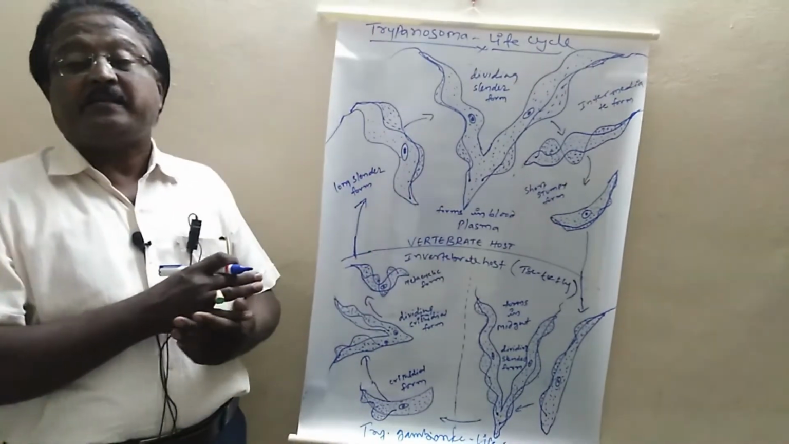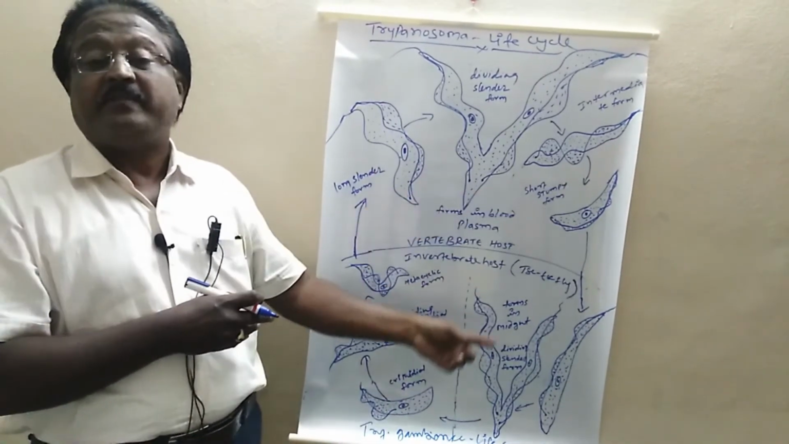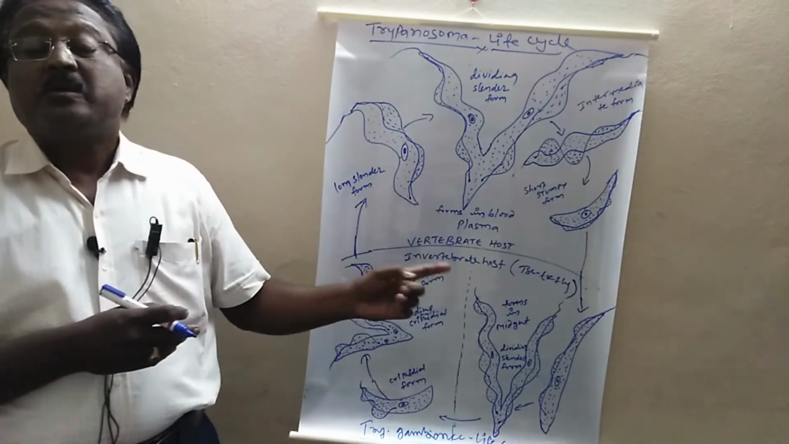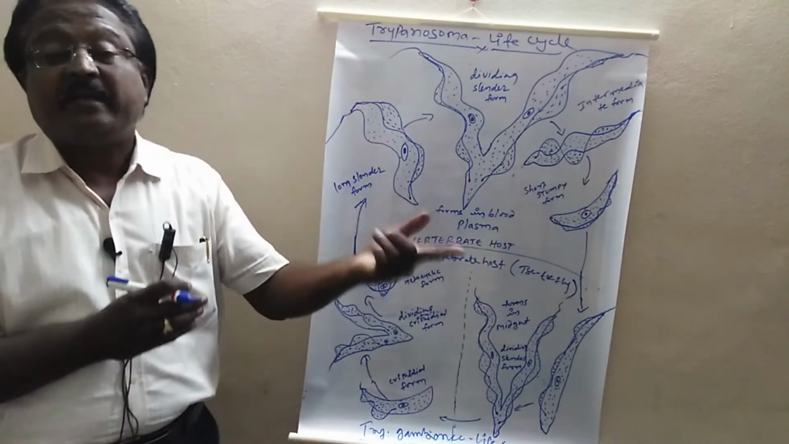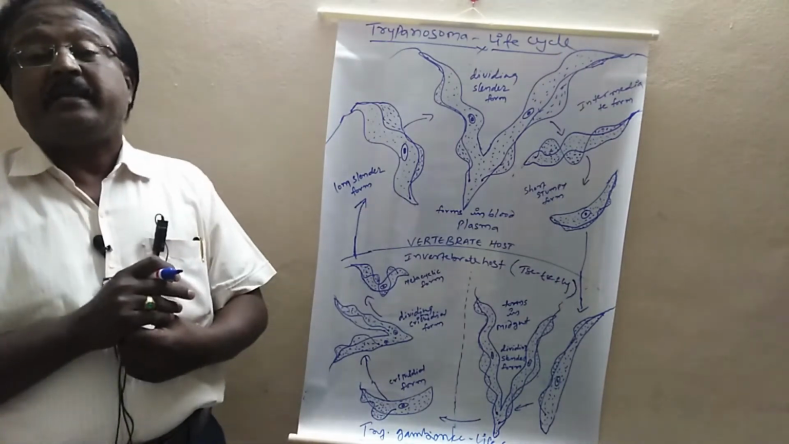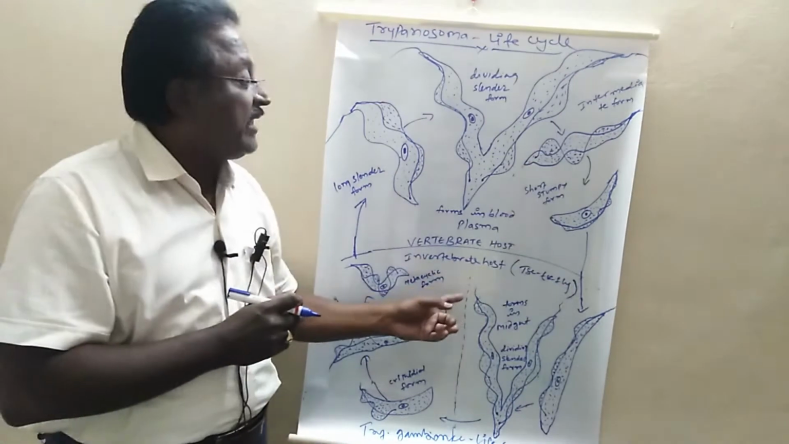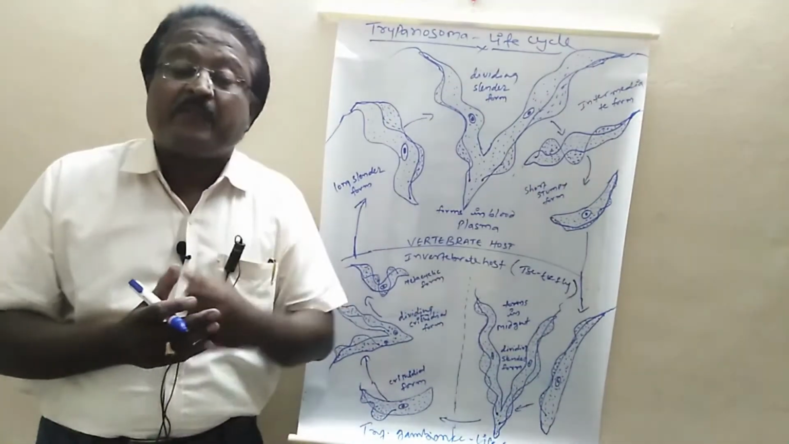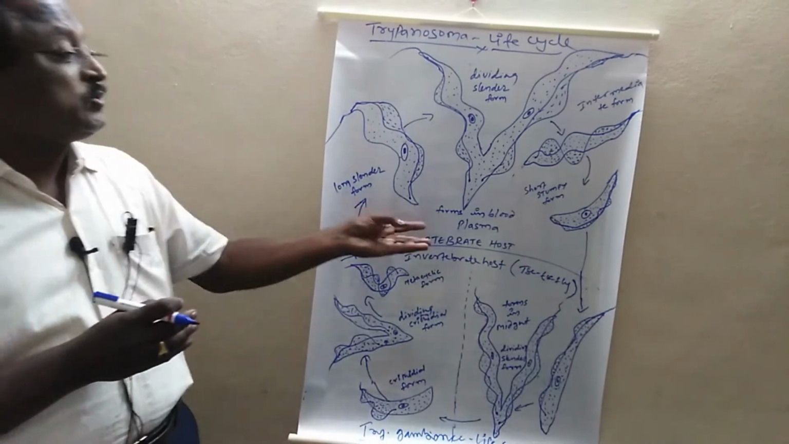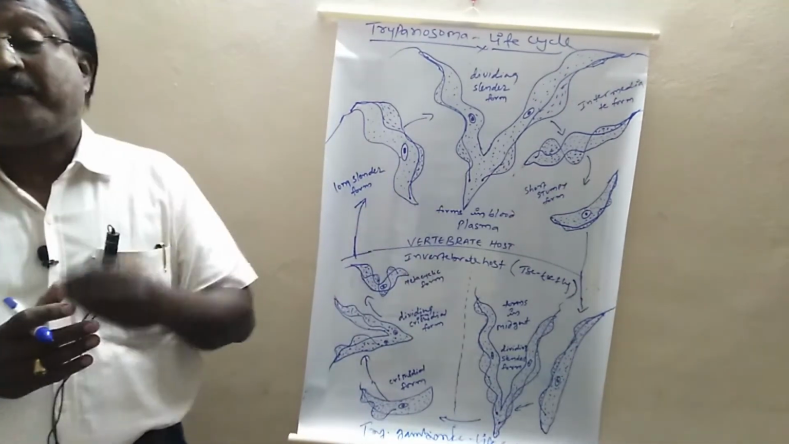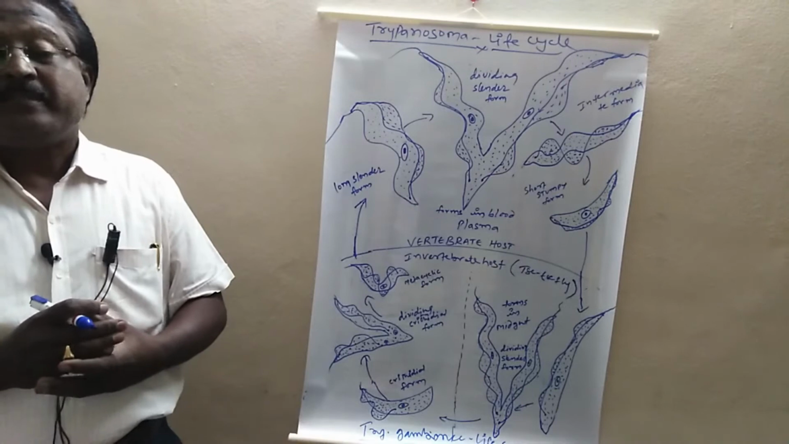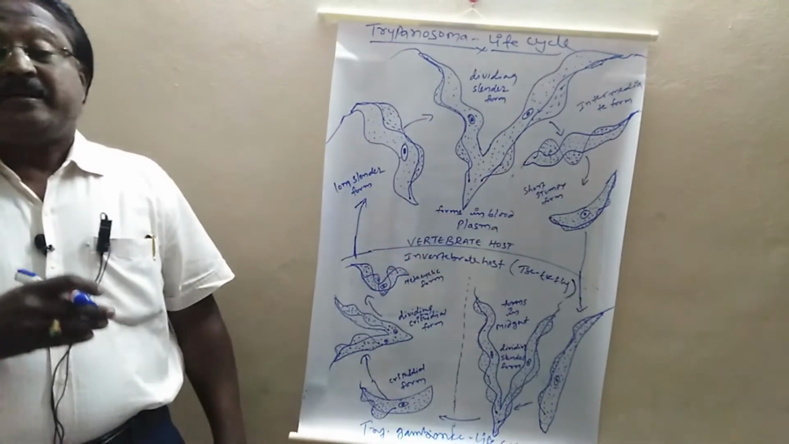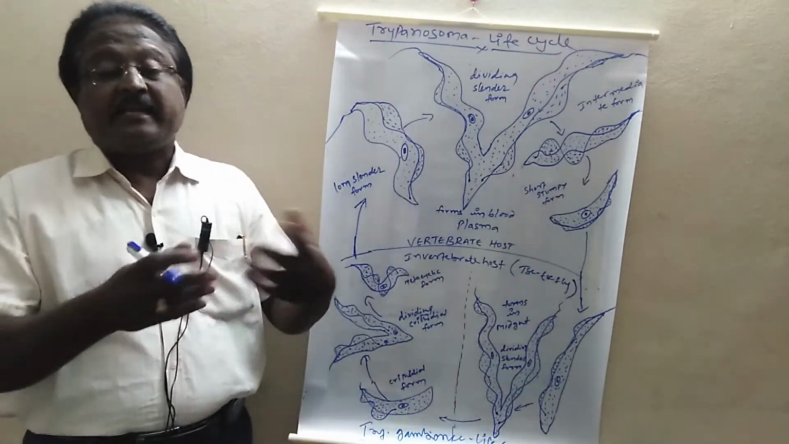Further development takes place only inside the gut of the tsetse fly, not in the vertebrate host man. Now, how does the life cycle go in the tsetse fly? When a tsetse fly bites a man, the short stumpy forms enter into the gut of the tsetse fly.